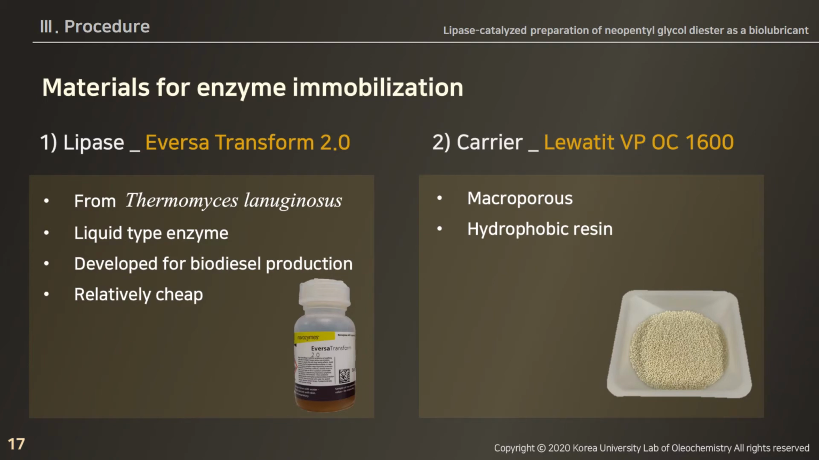For enzyme immobilization, we prepared Eversa Transform 2.0 lipase, which was developed for biodiesel production. It is a liquid-type enzyme and relatively cheaper than other commercial lipases. As a carrier, Lewatit VP OC 1600 was used. It is hydrophobic and macroporous.